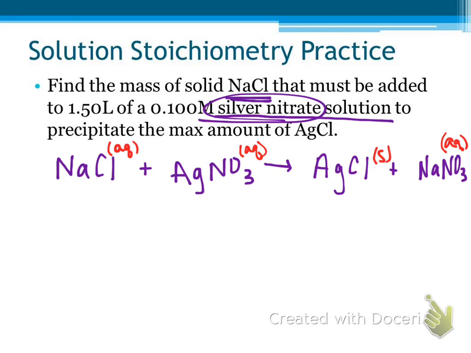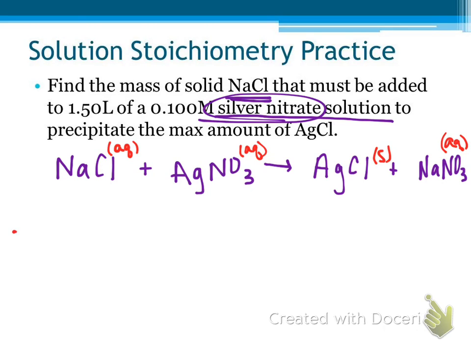Is it balanced already? Yes, they're all ones, so really easy to balance. So we want to find out the mass of sodium chloride that has to be added to this solution. Our first step is we got to know how many moles of silver nitrate are in there, because we can't use liters or molarity in stoichiometry T-charts at all. We have to have moles. So that's our first step.